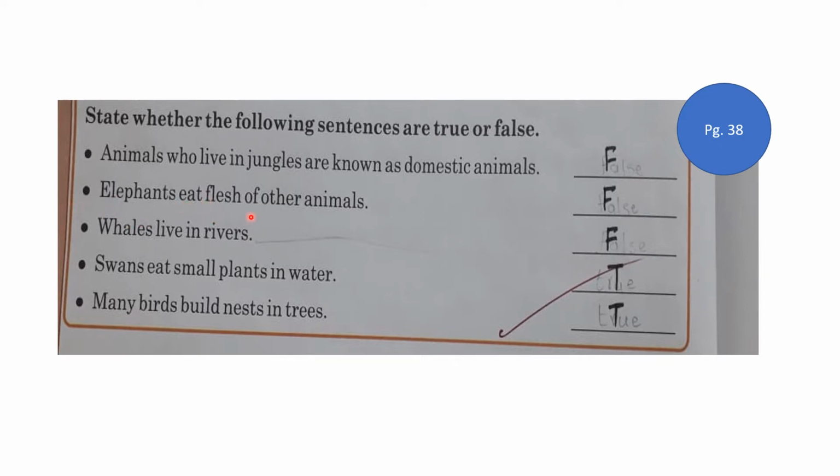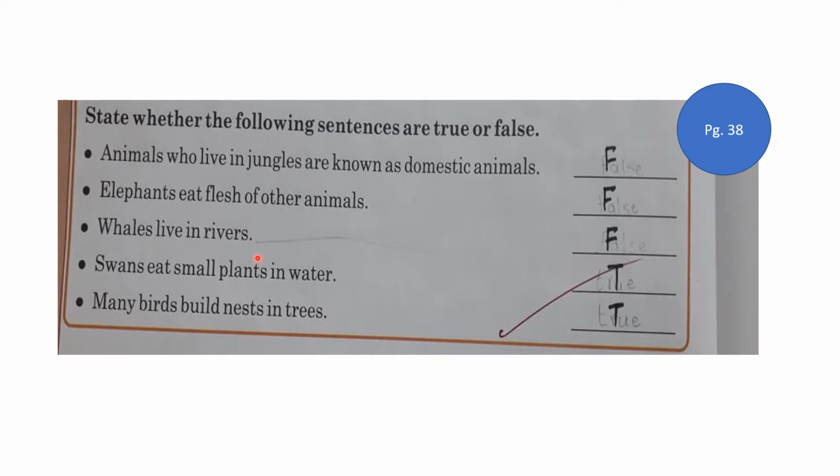Elephants eat flesh of other animals. They're saying that the food of elephants is the flesh of other animals. Now, is it true or false? It is indeed false. So write false over here. Why is it false? Because elephants do not eat other animals. They only eat plants.